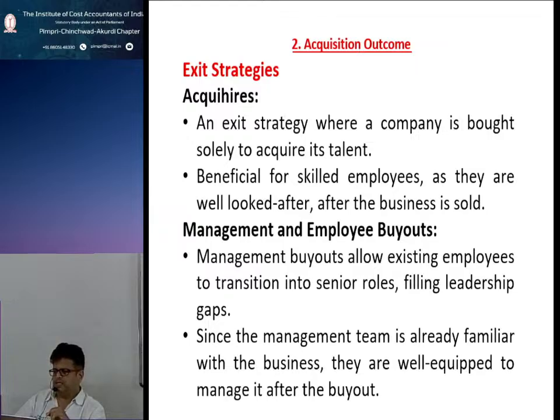Another exit strategy is acqui-hires. An acqui-hire is an exit strategy where a company is bought solely to acquire its talent, beneficial for skilled employees as they are well looked after when the business is sold. Another type of exit strategy is management and employee buyouts. Management buyouts allow existing employees to transition into senior roles, filling leadership gaps, and since the management team is already familiar with the business, they are well equipped to manage it after the buyout.